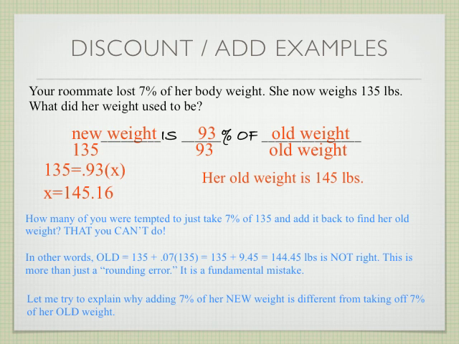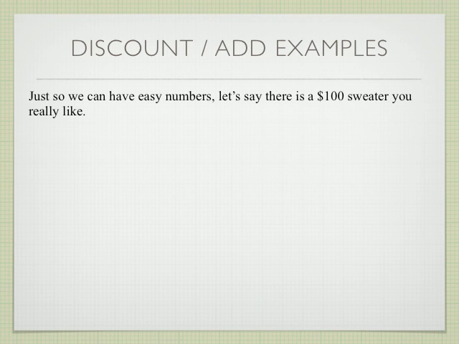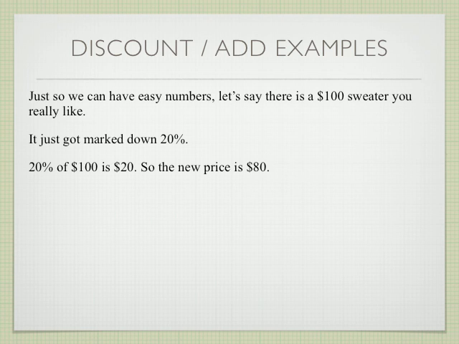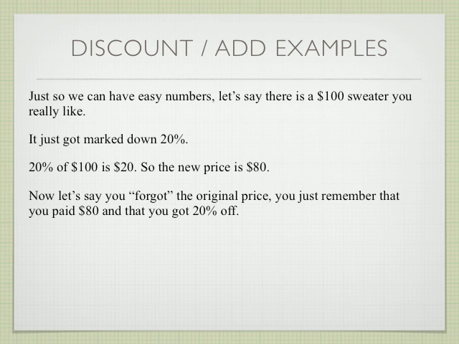I'll try to explain why adding 7% of her new weight is different from taking off 7% of her old weight. Just so we have easy numbers, let's say that there's a $100 sweater that you really like, and it just got marked down 20%. So 20% of $100 is $20, so the new price is $80. That's easy math. Now let's say that you forgot the original price. Let's say that we forgot the old weight of the roommate or whatever. We only remember that you paid $80 and that you got 20% off.